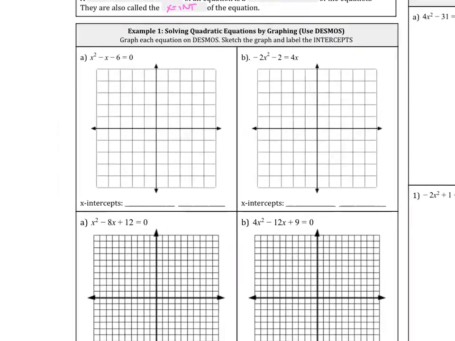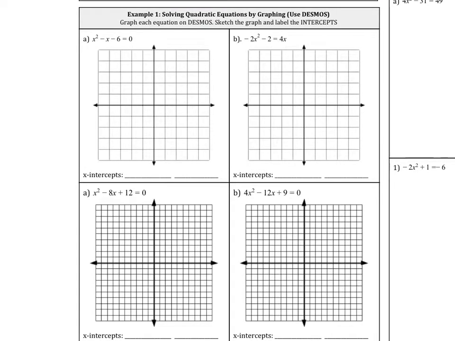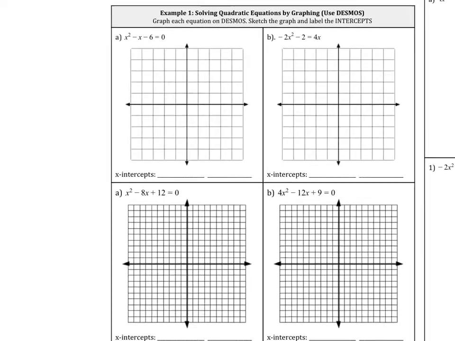So these first 4 examples, you're just supposed to graph it on Desmos in order to see if you can find the x-intercepts. So go ahead and pause the video, graph each equation on Desmos, and see if you can identify the x-intercepts. I'm not asking you to graph it by doing negative b over 2a, just go ahead and do it on Desmos.